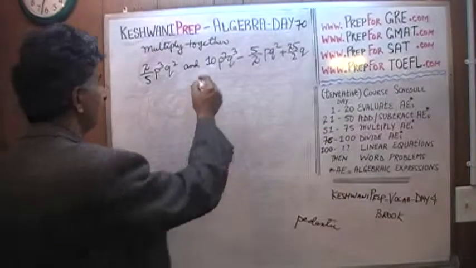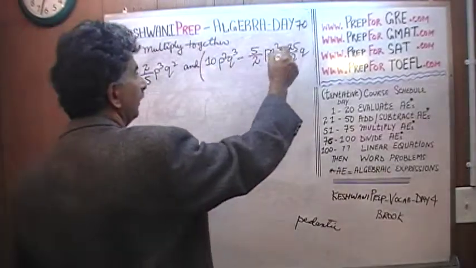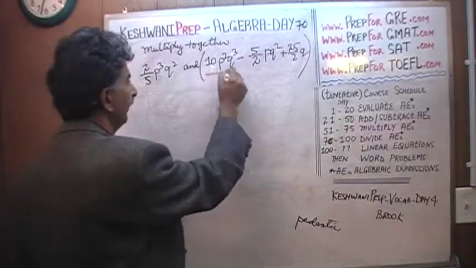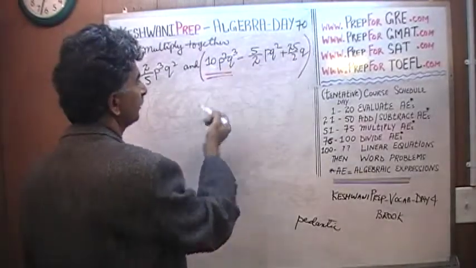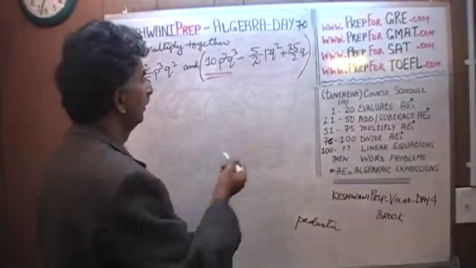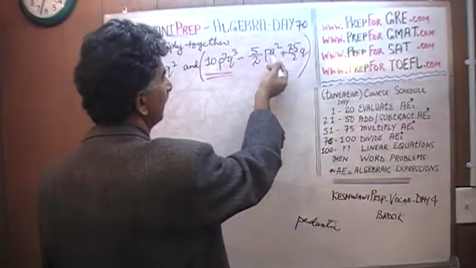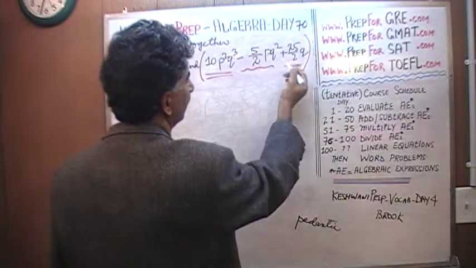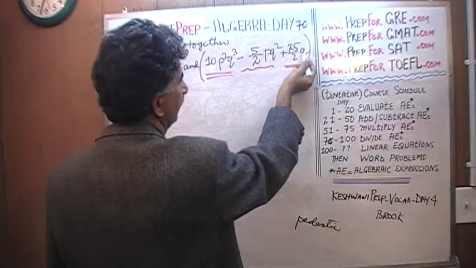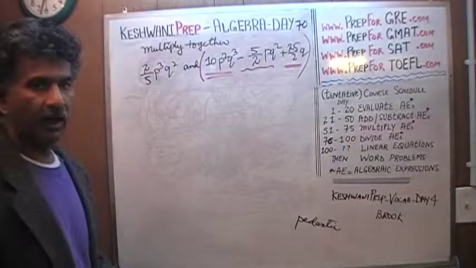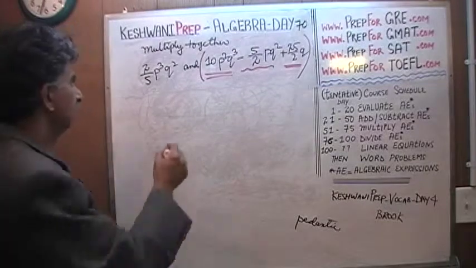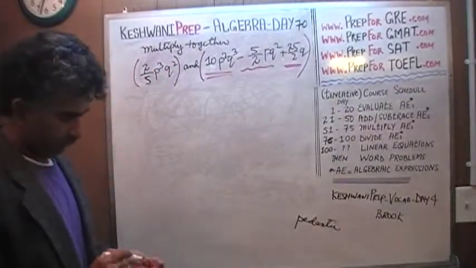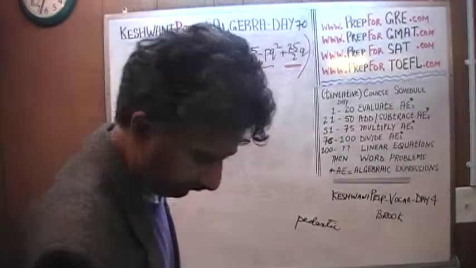So here's the second expression here, which has 3 terms. The first term is 10 p squared q cubed minus 5 over 2 p times q squared, right here. And finally, the last one, positive 25 over 2 q. And we are asked to multiply that expression by this first expression, which only has 1 term. And we are supposed to multiply them. So let's do it.